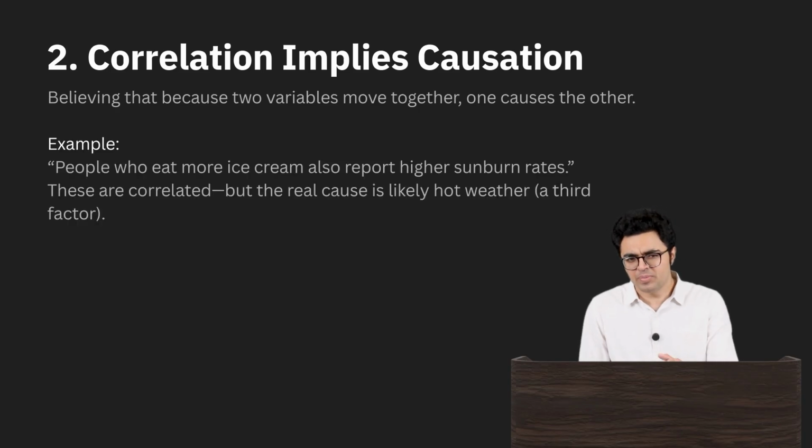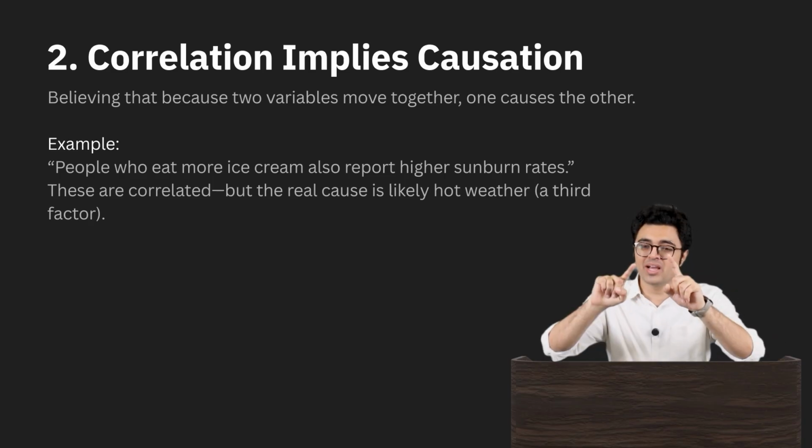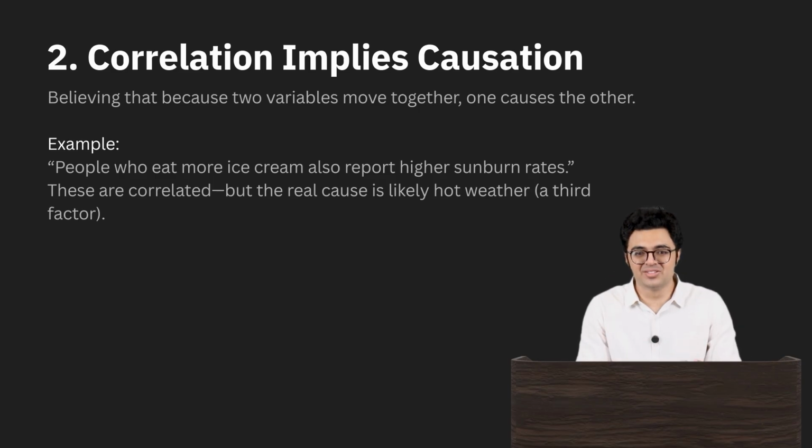For example, people who eat more ice cream also report higher sunburn rates. These are correlated, meaning the consumption of ice cream and the rate of sunburns will go up together. But the real cause is, that's right, summer, hot weather. People eat more ice cream because it is hot outside, and they go outside to eat ice cream, therefore, they have higher sunburn. So, there is a third factor. Both these variables are moving together, but neither is causing the other.